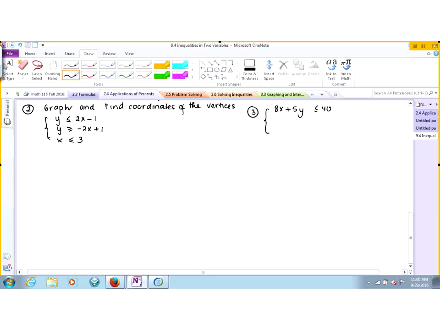So 8x plus 5y is less than or equal to 40. And then x plus 2y is less than or equal to 8. And then x is greater than or equal to 0. y is greater than or equal to 0. Okay. Call this inequality 1, inequality 2, inequality 3. Okay, you try it and I wait.